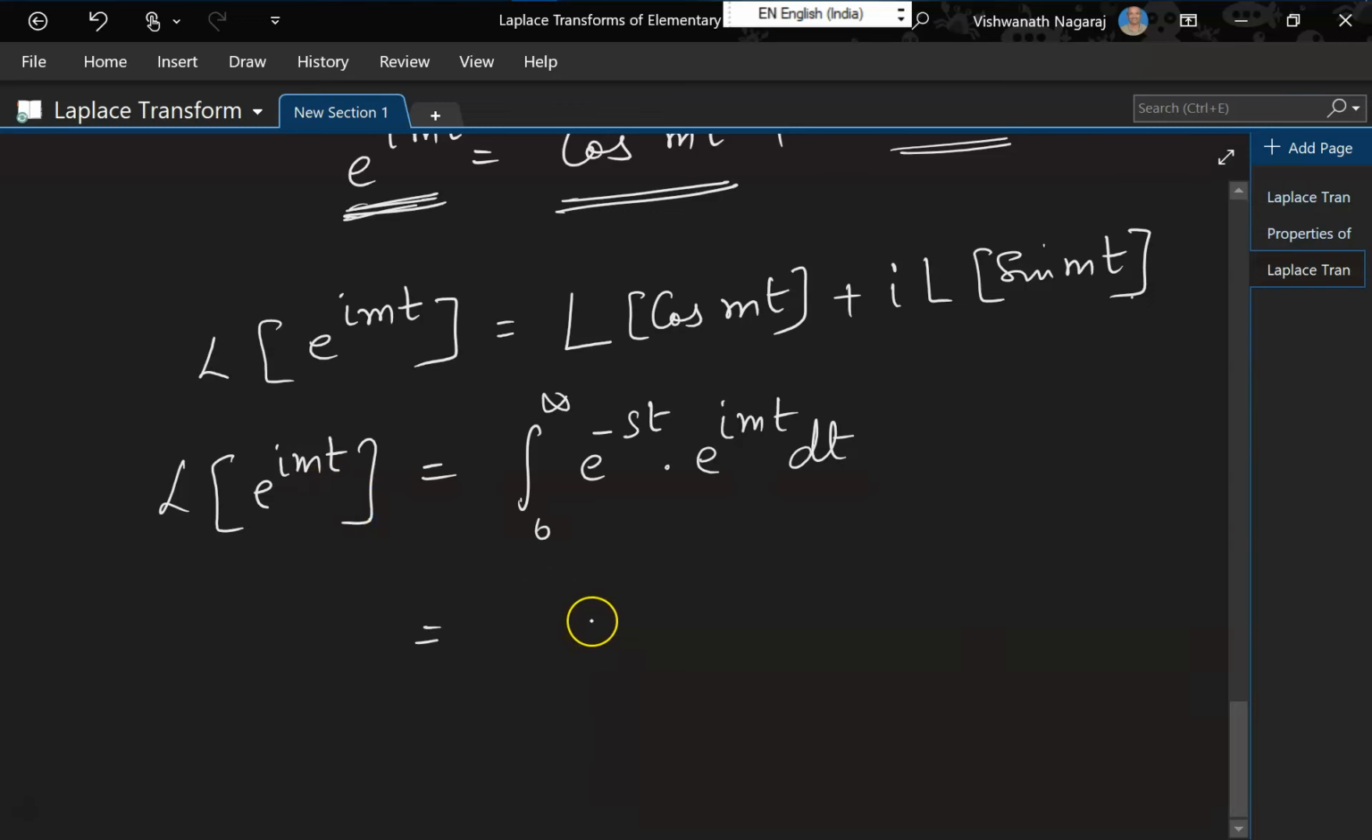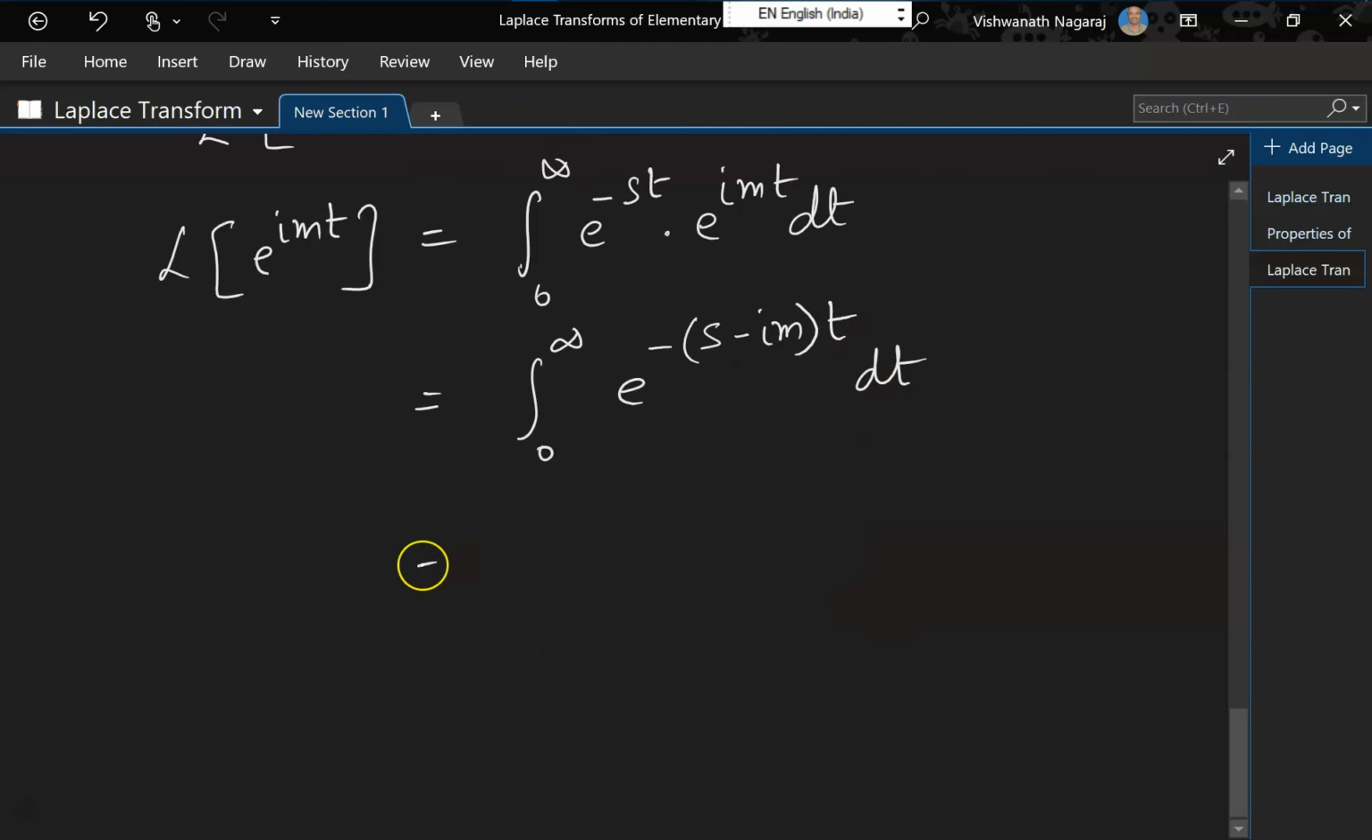Let's just keep solving it. What happens? We can write this as the integral from 0 to infinity of e to the power of, remember the quantity has to be negative, so minus will be outside, (s minus im) t, dt. So what is it going to be? This is going to be 1 by s minus im. Remember s minus k.